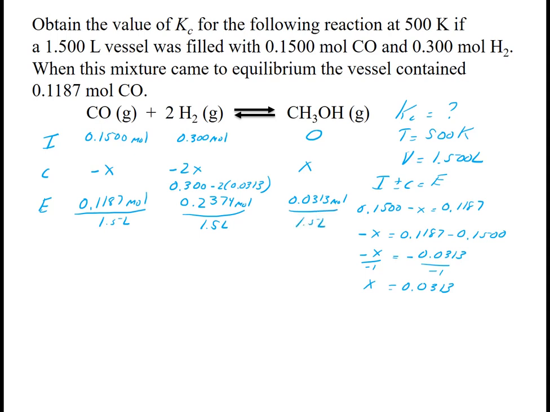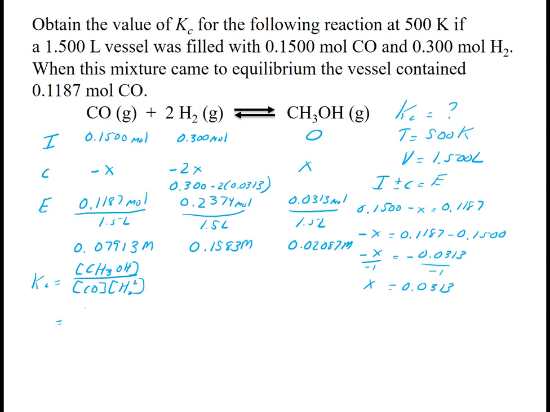And this one becomes 0.07913. This one becomes 0.1583. And this one becomes 0.02087. And all three of these are now molarity. So I'll write the equilibrium constant expression. So Kc is going to be the concentration of CH3OH divided by the concentration of CO times the concentration of H2 squared.